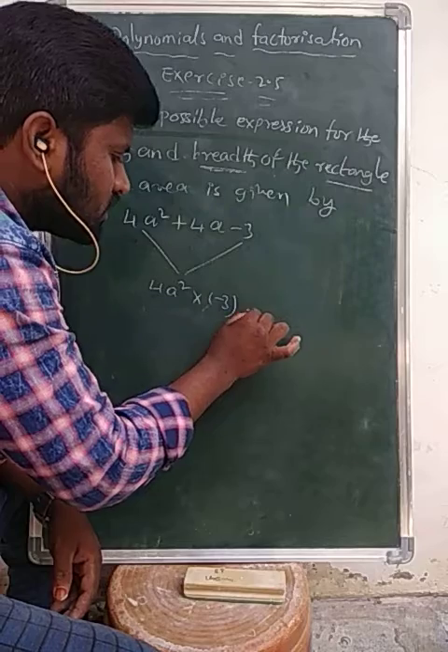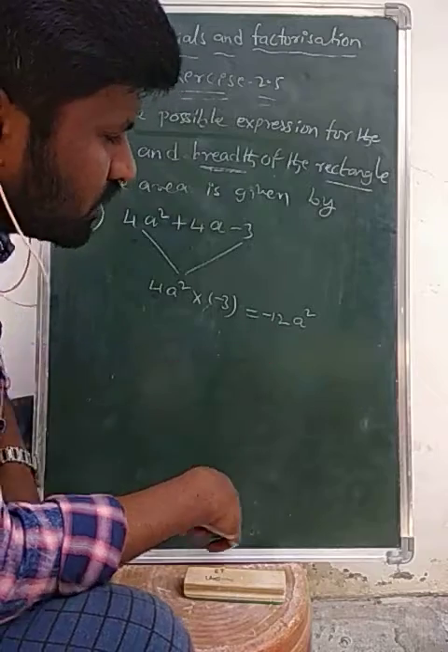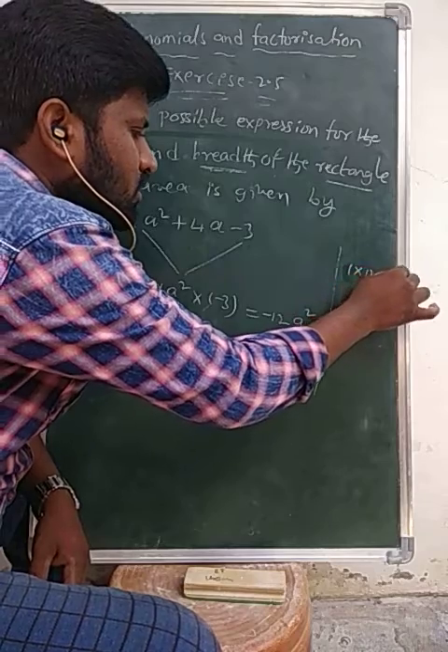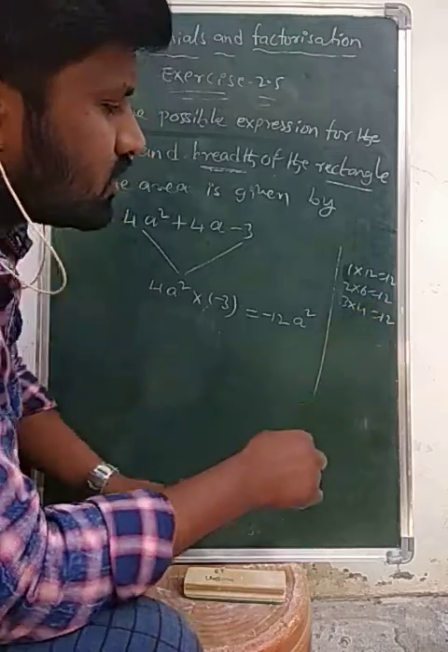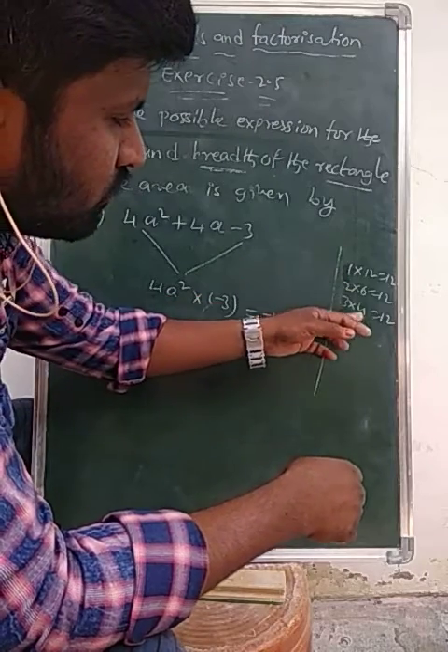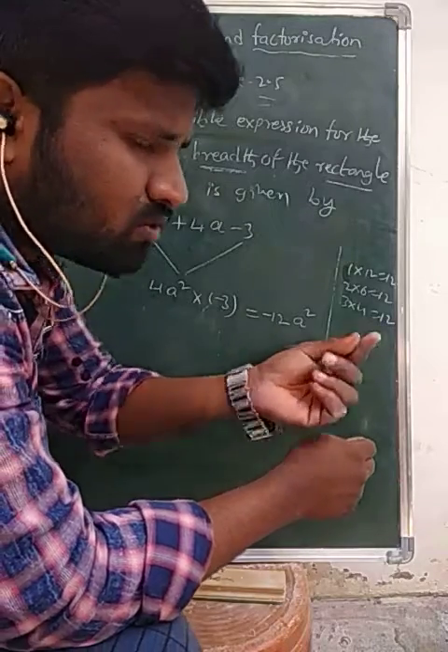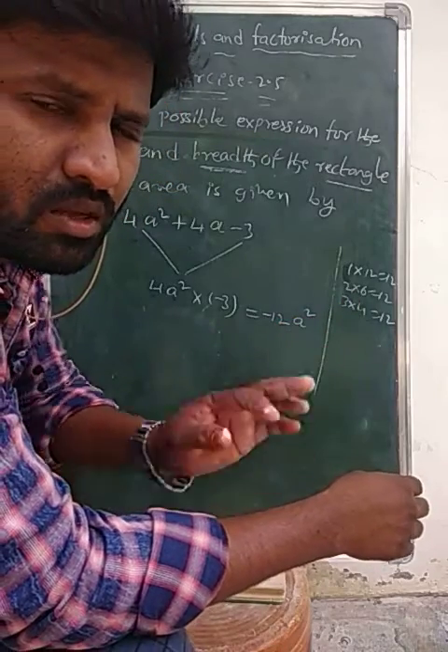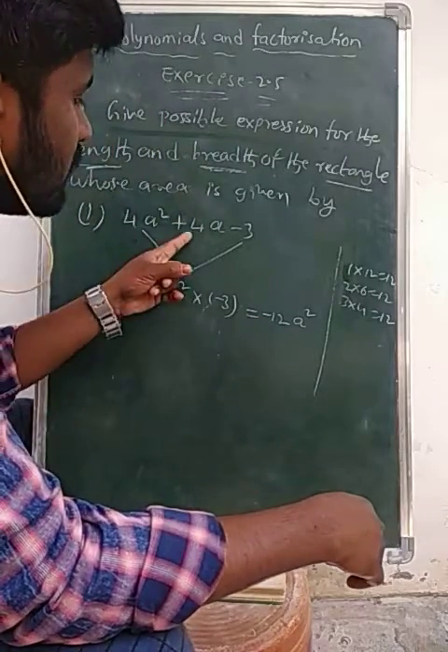4 into minus 3 is equal to minus 12 a square. What are the factors of 12? 1 12s are 12, 2 6s are 12, 3 4s are 12, and in reverse, 4 3s, 6 2s, 12 1s are 12. So 1, 2, 3, 4, 6, 12 are the factors of 12. The condition is you take any two factors, their product should be minus 12 and their sum should be plus 4.